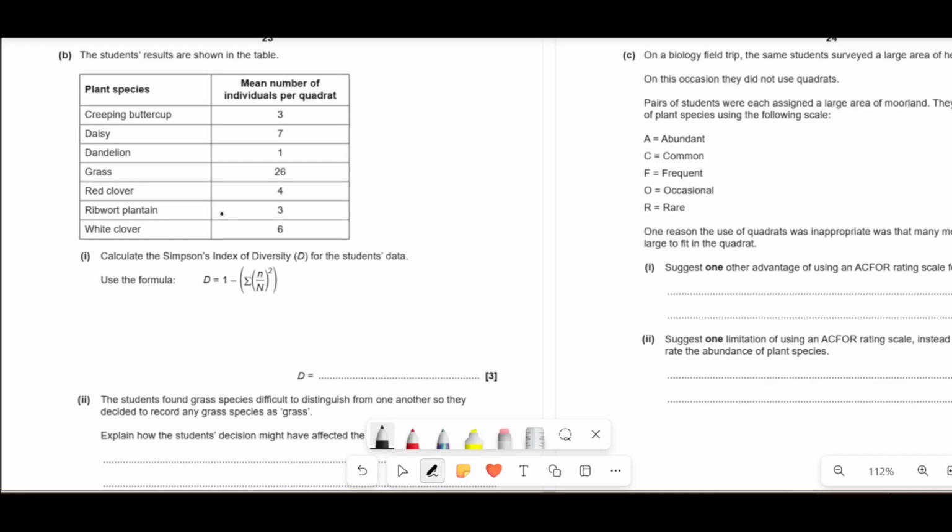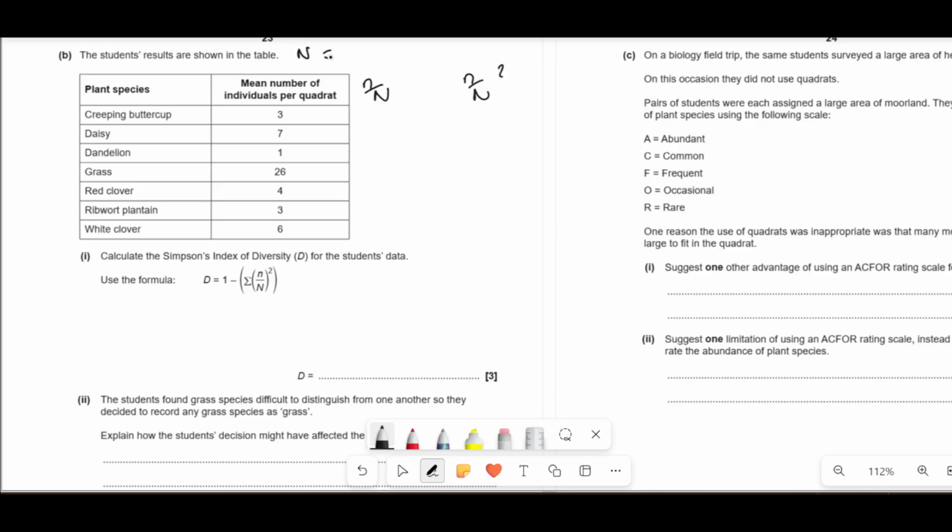Now it says, here are the results in the table. Calculate the Simpson's index of diversity for this student's data, and then use this formula. Whenever you see the sigma term, it's the sum of a total of something. Little n is the number of organisms of a species, and big N is the total number of organisms of all species. So we need to work out all the little bits and bobs for this. We need to work out what n over N, squared, is for each of them. Remember that little n is the number of a specific species, and big N is all of them.